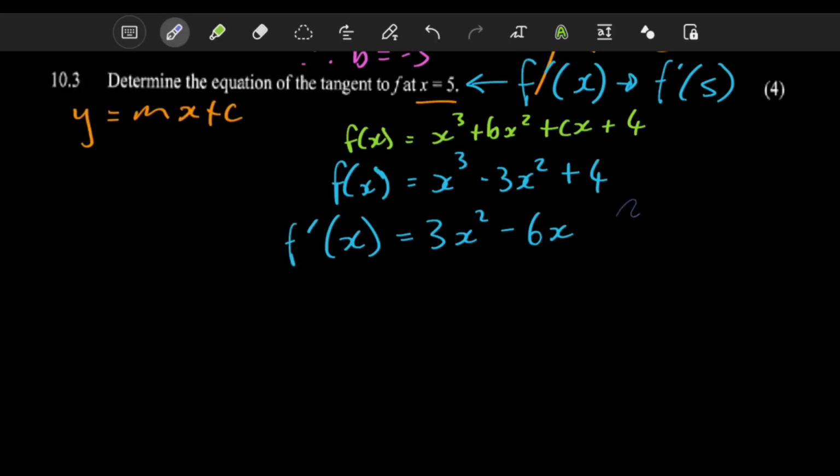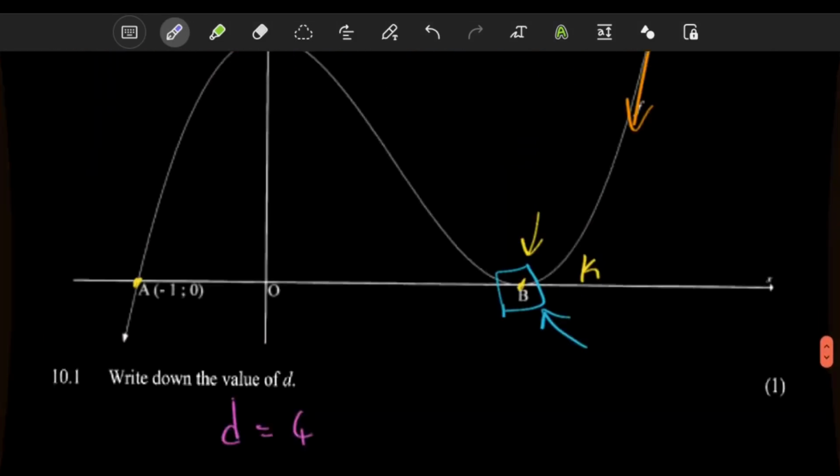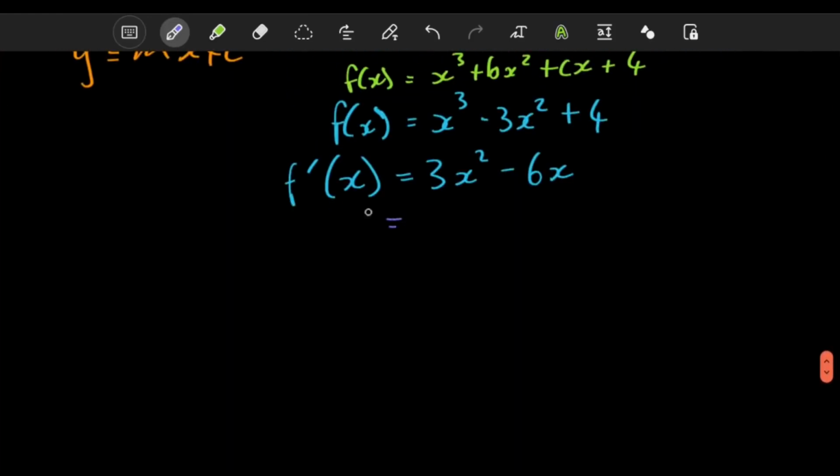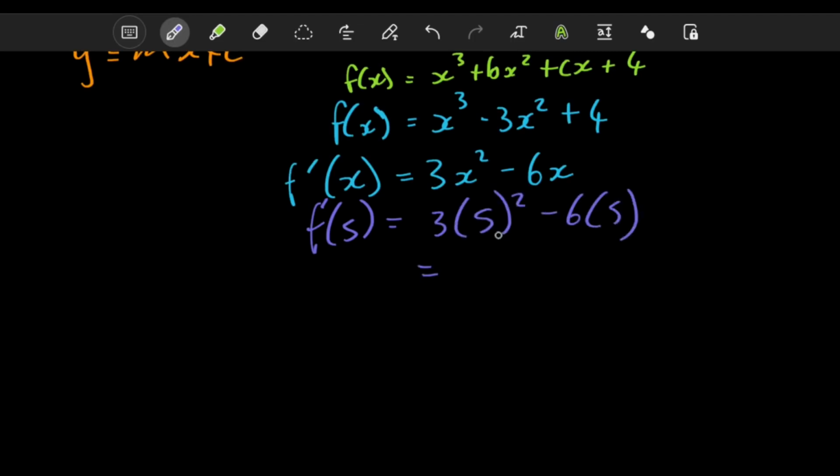So this being your differentiated expression, we want to work out the gradient where x is a 5, because the gradient where x is a 5 gives you the gradient of the tangent. So we want an x value of 5. We want to find out what the gradient is where x is a 5. This is a 5, you're gonna square it, and this is a 5. This is 5 squared, which is 25, times 3, that's 75. And then 6 times 5, that's just a 30, I think.